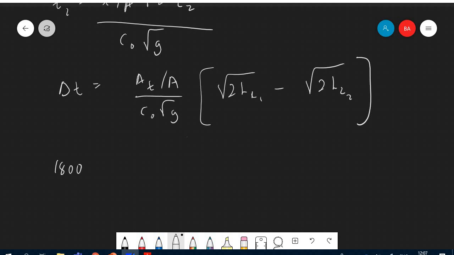And now T1 minus T2, which is delta T, is equal to, taking a common factor, AT over A over C naught into square root of G, multiplied by 2 square root of HL1 that I already have, minus 2 square root of HL2. So that is the time for it to go from one position to another.